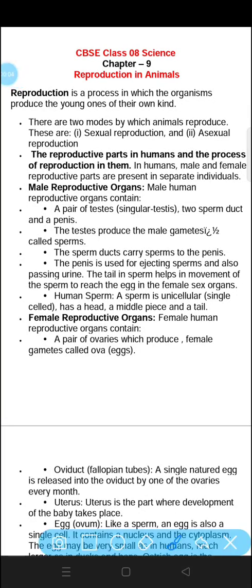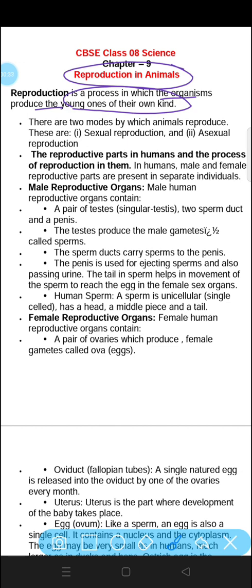Today we are going to start a new chapter, that is reproduction in animals. First of all, we will start the chapter with the definition of reproduction. What is reproduction and why is it necessary to reproduce? The definition of reproduction is the process in which organisms produce young ones of their own kind. So reproduction is basically a process of producing young ones of their own kind.